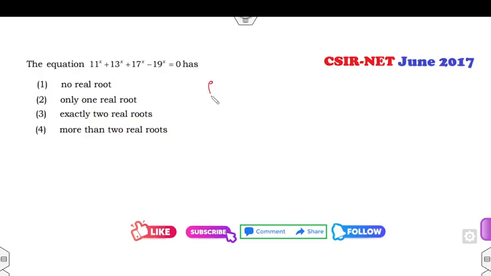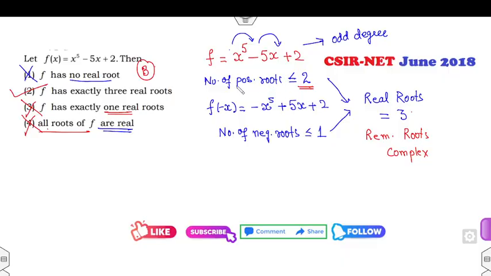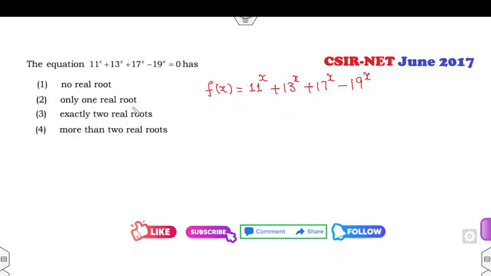The equation f of x is 11^x plus 13^x plus 17^x minus 19^x has exactly one real root. How can you find the roots? First, because it's not a polynomial, you can't use Descartes' rule of signs. This is not applicable. It is applicable only for polynomials. Which theorem comes to your mind when you think about roots? The intermediate value theorem. I can find two numbers a and b so that their product of f values will be negative.